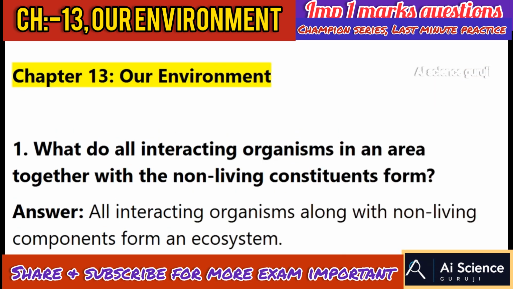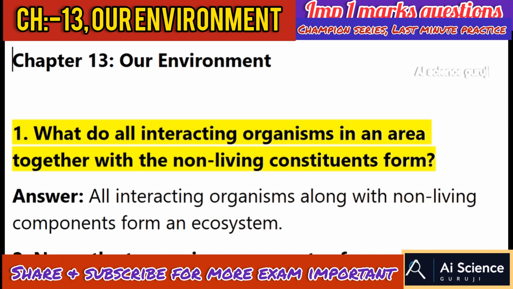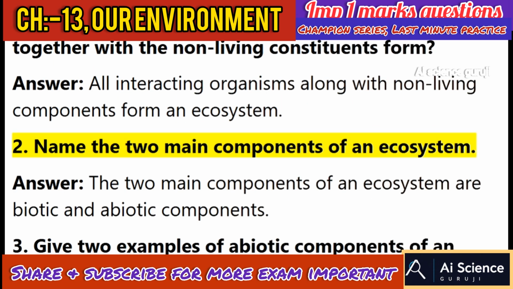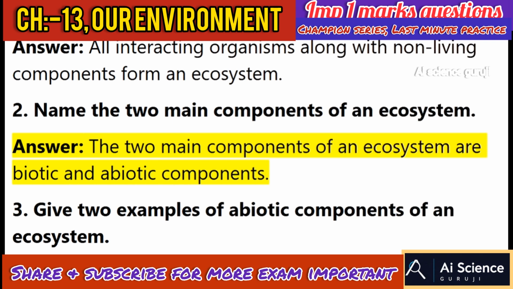Chapter 13. Our environment. 1. What do all interacting organisms in an area together with the non-living constituents form? Answer. All interacting organisms along with non-living components form an ecosystem. 2. Name the two main components of an ecosystem. Answer. The two main components of an ecosystem are biotic and abiotic components.